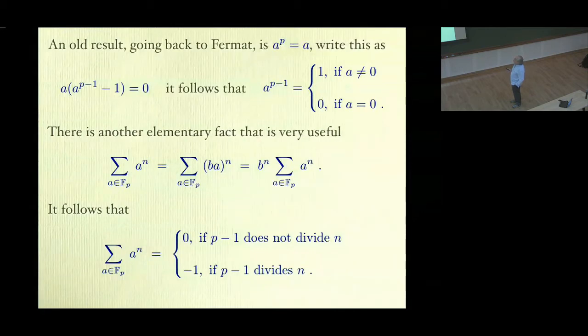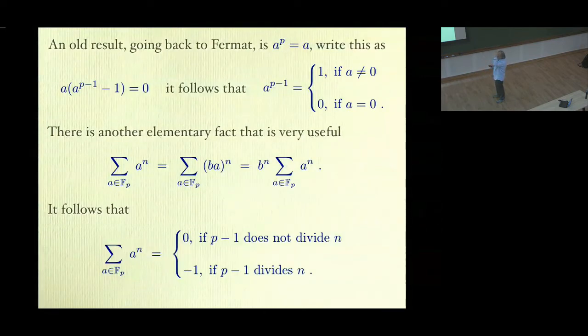B to the n is, this has to be true for any B, and this forces the sum of the A to the n to be 0, unless B to the n is 1, and B to the n is 1 if n is a multiple of P minus 1. So you get a rule that says the sum of A to the n over a field is 0 unless n is a multiple of P minus 1, and if P minus 1 does not divide n, the sum is 0.